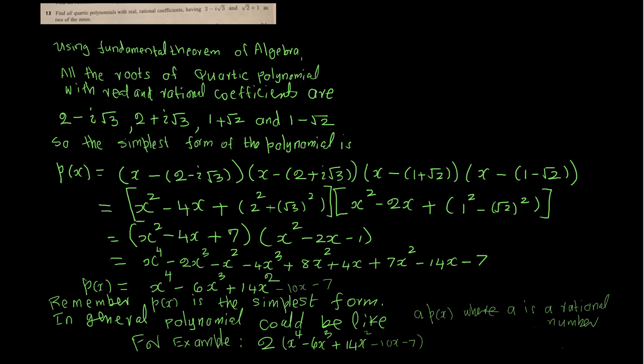So this problem is a bit different. Find all quadratic polynomials with real rational coefficients having 2 minus i square root of 3 and square root of 2 plus 1 as two of the roots. Okay, so it's a quadratic, that means degree 4. So you know that it's degree 4.